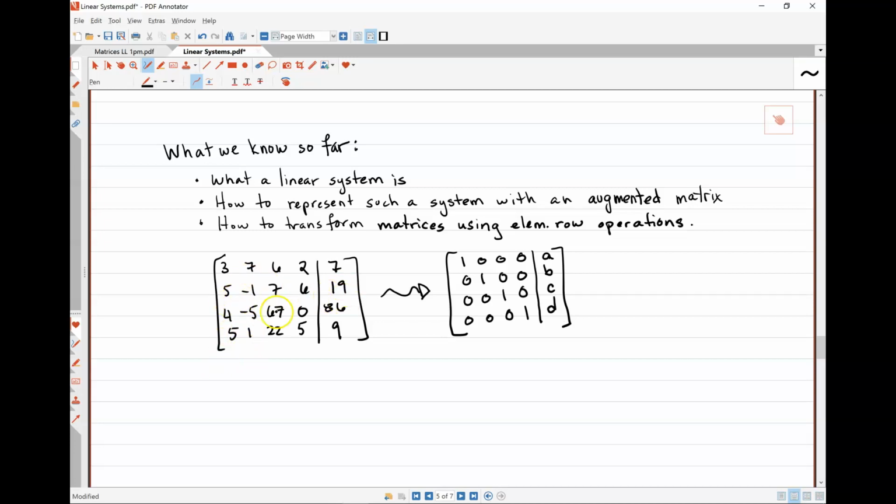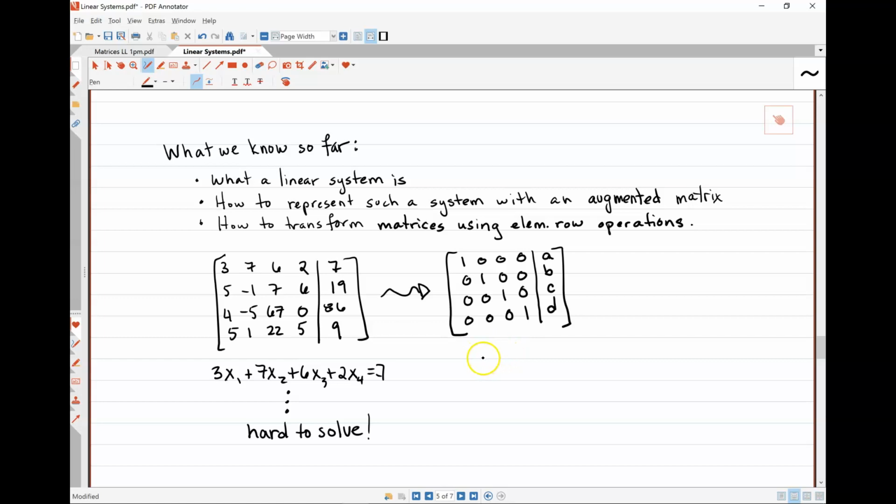Like, think about writing out these equations, right? This is 3x1 plus 7x2 plus 6x3 plus 2x4 equals 7, and so on. This is something that looks like it's going to be pretty hard to solve just using these techniques of substitution. This, however, this is going to be easy to solve.